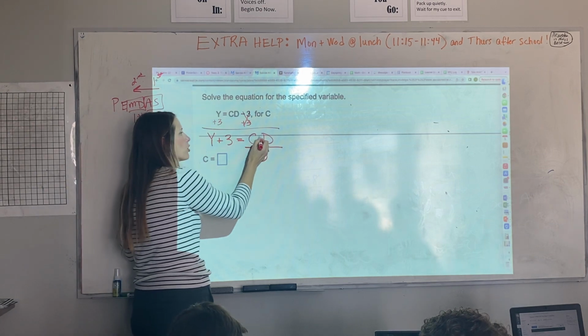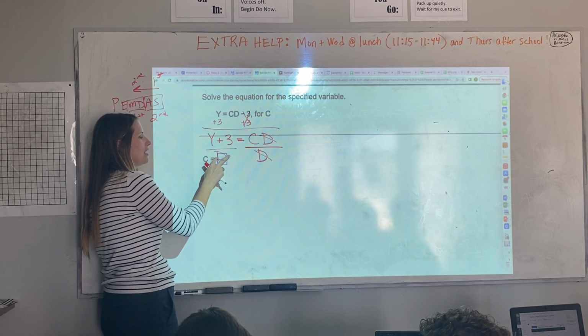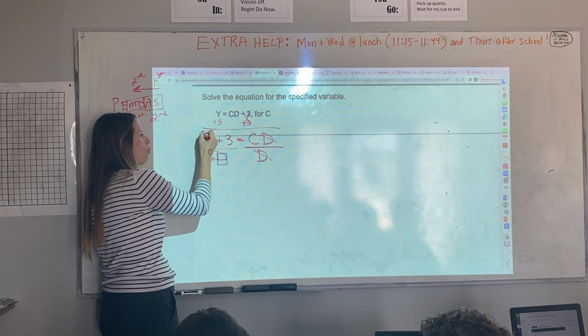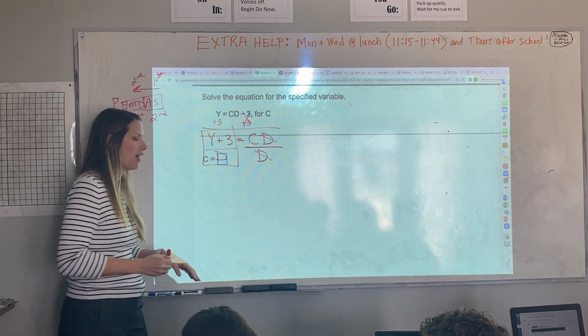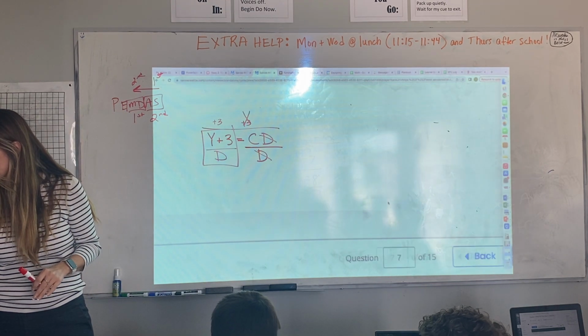I have so many more questions to do. Divide by D. This whole thing gets divided by D. So C equals Y plus 3 divided by D. Is the Y supposed to be capital? Yes.